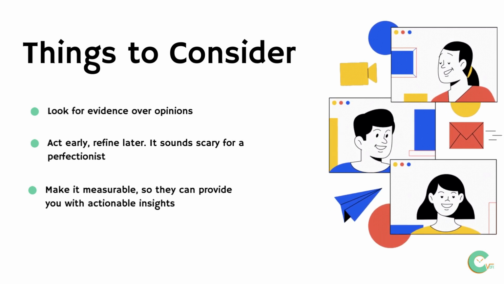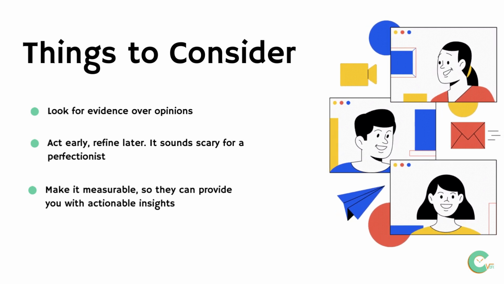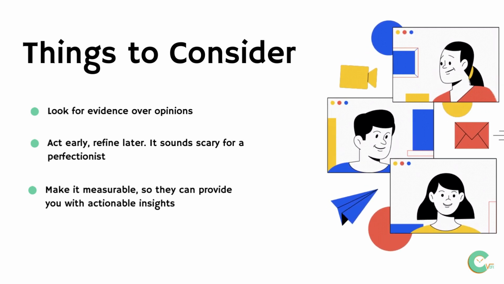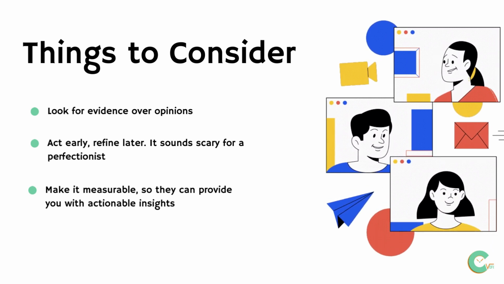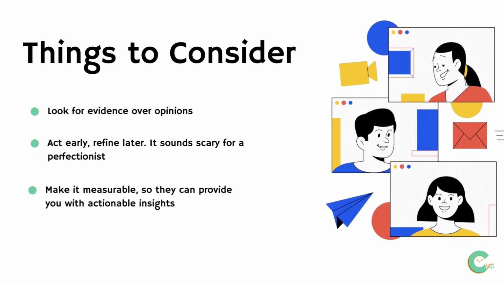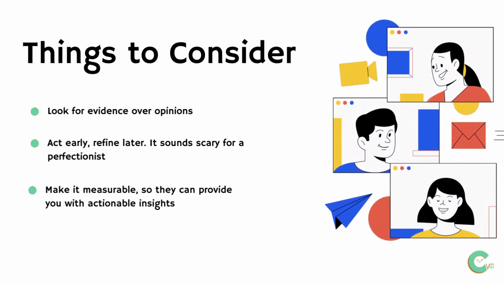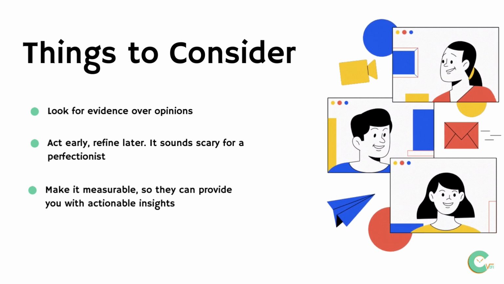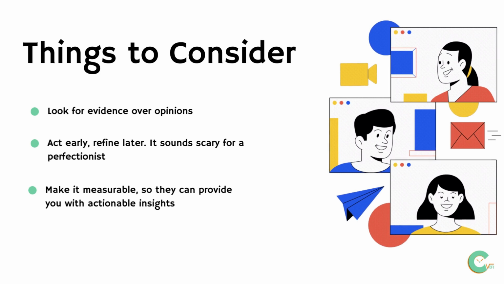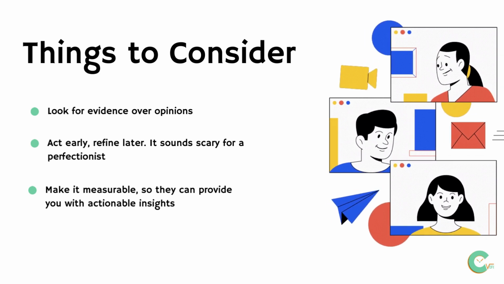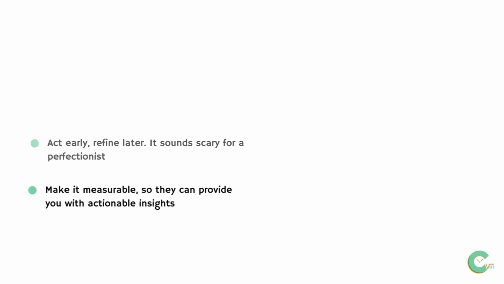Look for evidence over opinions. That's quite important. This whole process might sound scary for a perfectionist, but act now and refine the process later. And don't let your perfectionist mind stop you from moving forward. Also, remember to design your market research in a way that is measurable and can provide you with insights and actionable information. Measurable data, that's important.